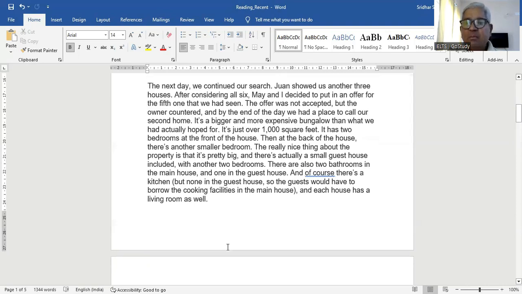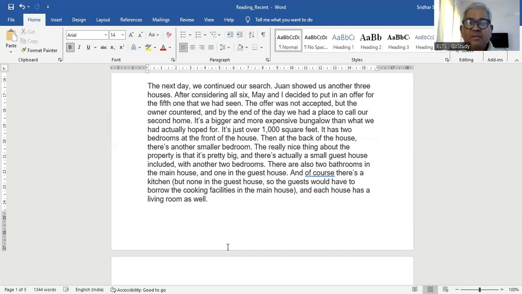It's a bigger and more expensive bungalow than what we had actually hoped for. It's just over 1,000 square feet. It has two bedrooms at the front of the house. Then at the back of the house, there's another small bedroom.